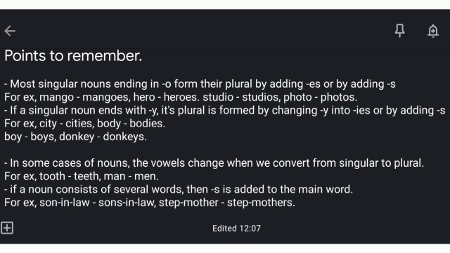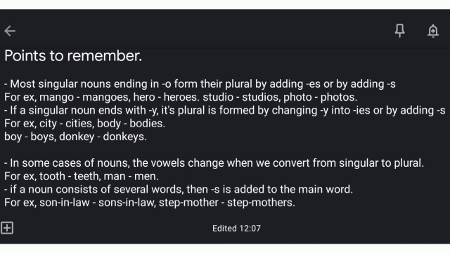Next point, if a singular noun ends with y, its plural is formed by changing y into ies or by adding s. Similarly, there are nouns which end with the letter y, and when we convert them into plural, we either convert y into ies, or simply add s to the y. For example, city. In this noun, when we convert it into plural, we write cities. So it is converted into the plural form.